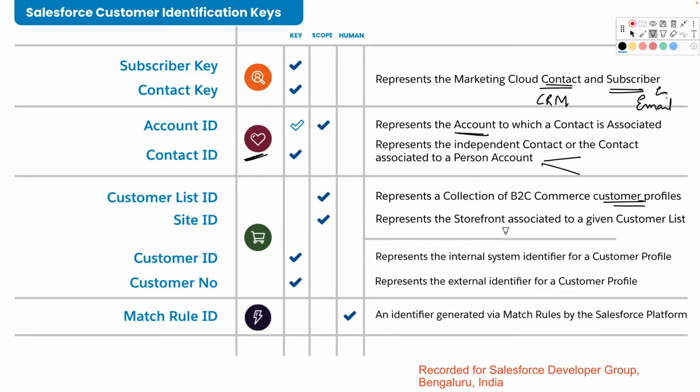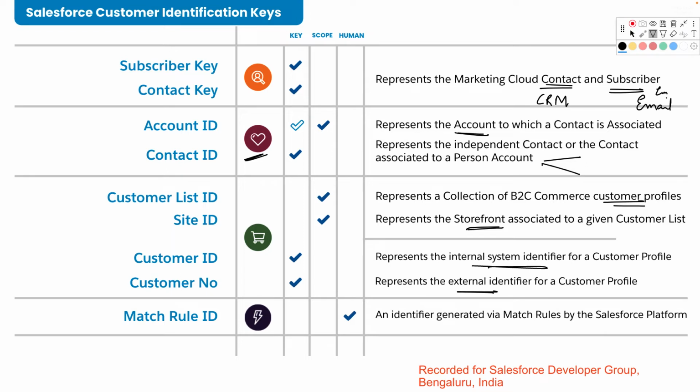customer profiles, the kind of storefront from which a person is making a purchase, what is the internal system identifier for a customer profile, and how do we understand that person as an external identifier from B2C commerce. And lastly, based upon the match rules, what is that person who is on all these platforms? We have got something like match rule ID sitting on the platform side.